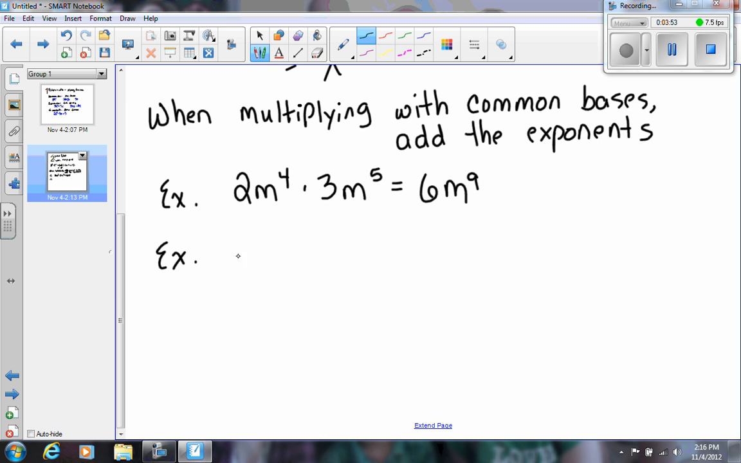Or one more, if I have 2x squared y cubed times negative 4xy to the 6th, I'm just going to multiply the two integer values, so I get negative 8. X squared, remember this is like having x to the first. So I add the exponents and I get x cubed. And then for the y's, I have y cubed times y to the 6th, I have a common base, so I can say that's y to the 9th.